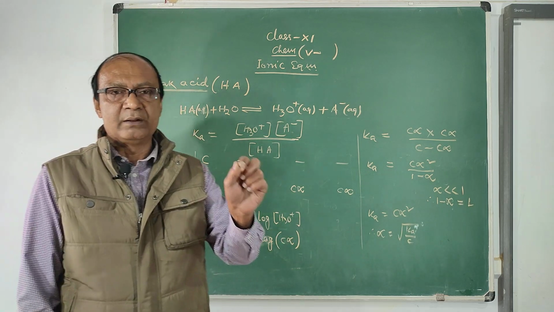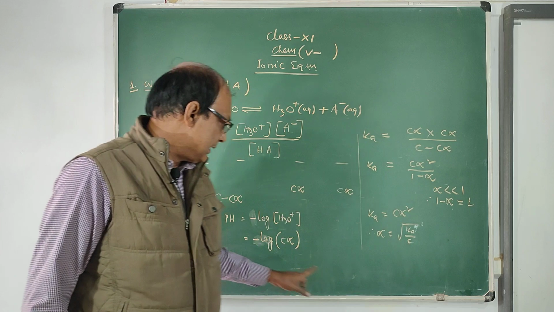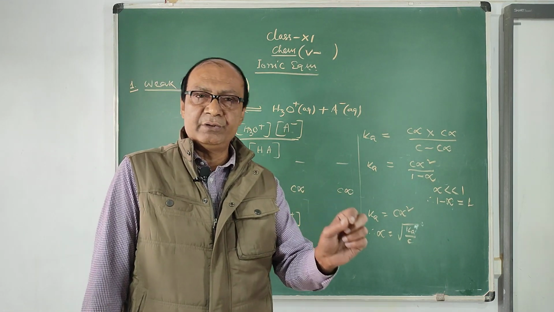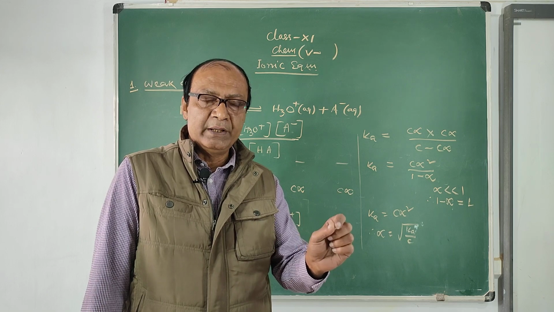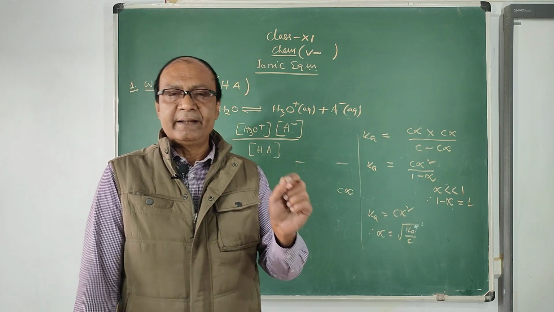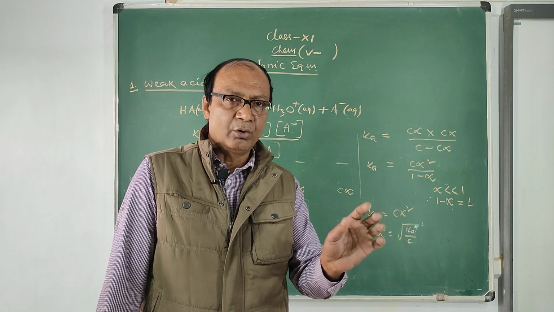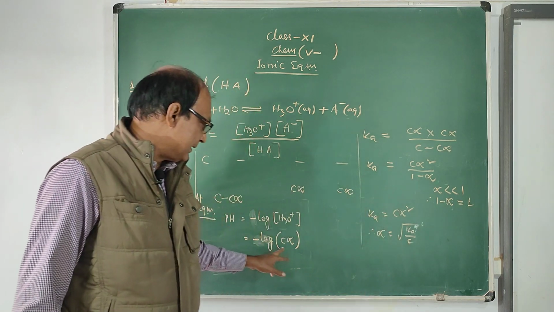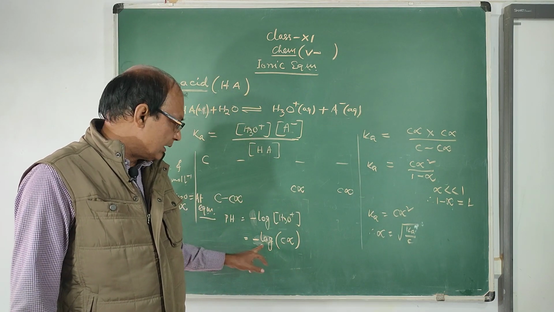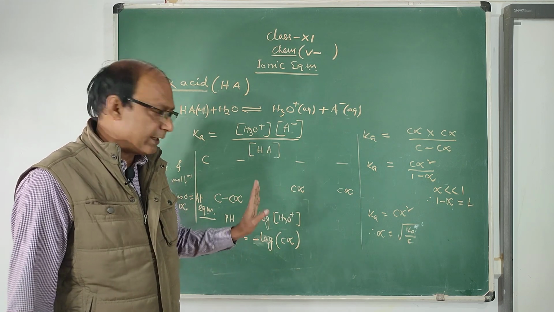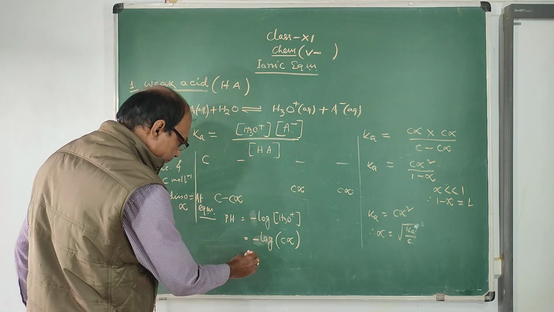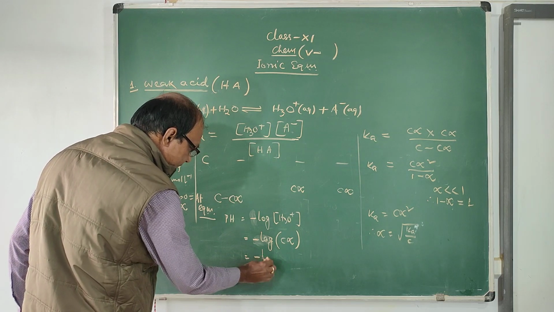Suppose 0.1 molarity concentration is given and alpha is given as 0.002. So C alpha is 0.1 into 0.002, which is equal to 2 into 10 to the power minus 4. Putting 2 into 10 to the power minus 4 here, you can calculate the value of pH.